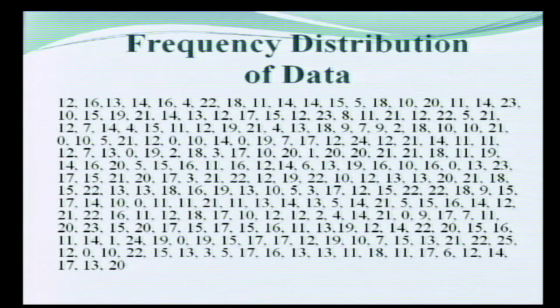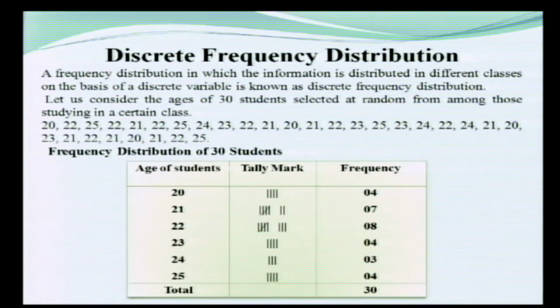This is the data that has been collected, and this is the raw form of the data. Now, there is a need to compile this data, to arrange it systematically. So then we can have a system that is frequency distribution. The frequency distribution in which the information is distributed into different classes on the basis of a discrete variable is known as a discrete frequency distribution.